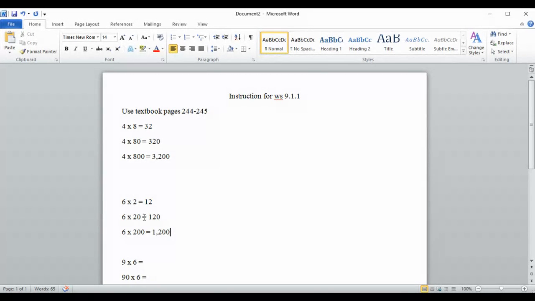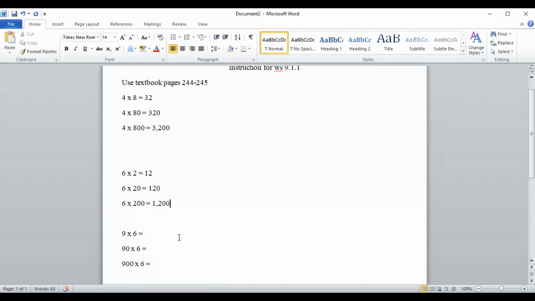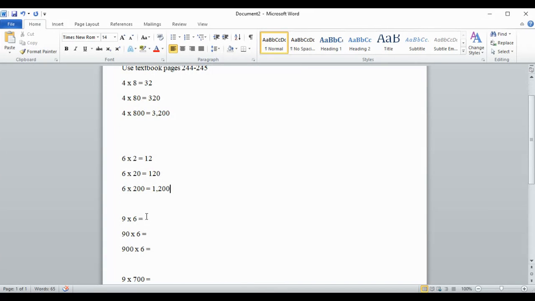So you might notice that if we do 6 times 2, we get 12. Here, if we do 6 times 2, get 12, add 1 zero, because there's 1 zero here. So we add that 1 zero. Then here we do 6 times 2, we get 12, add 2 zeros. So that's kind of an easier way to do it in our mind.